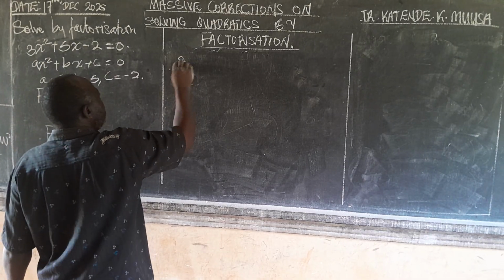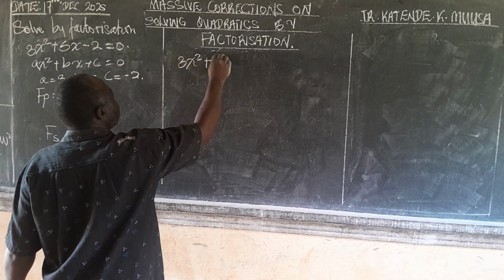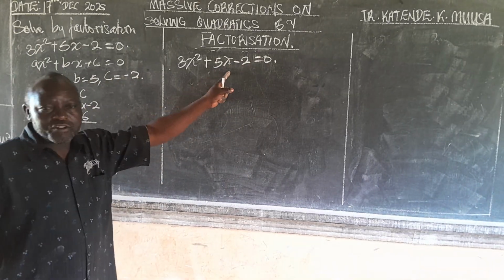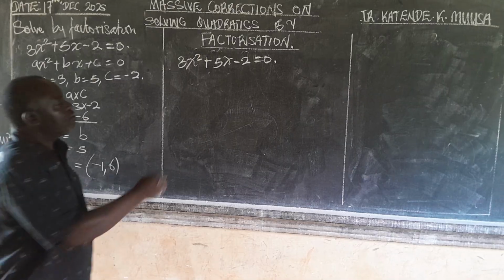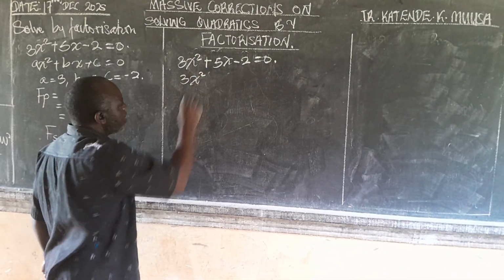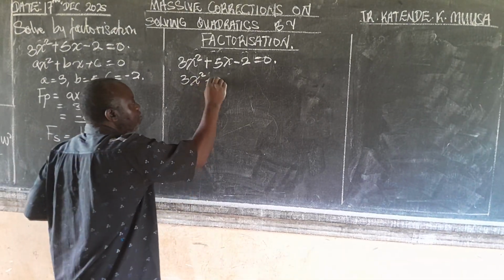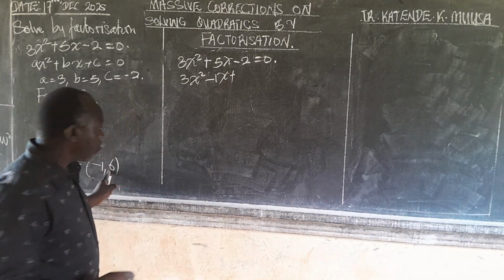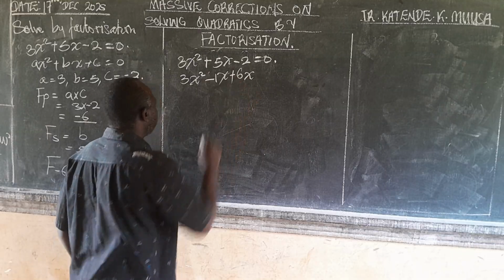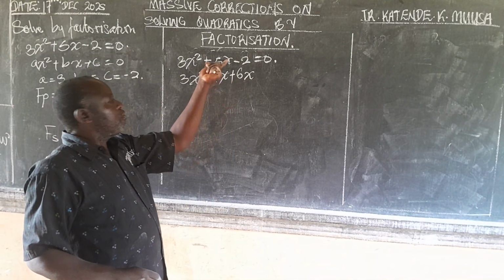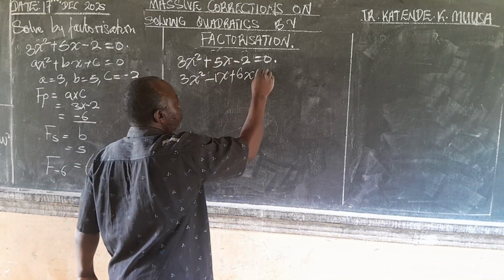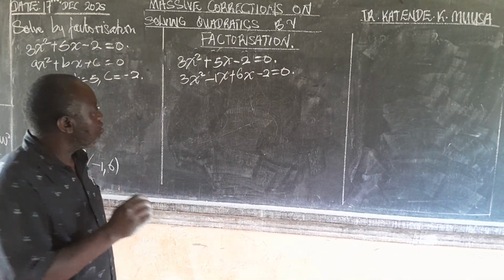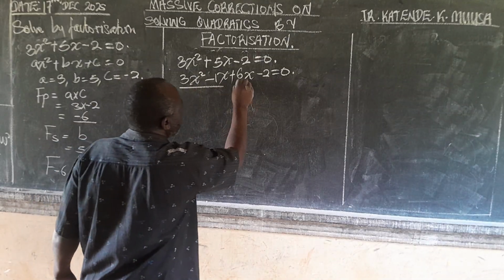So we have 3x squared plus 5x minus 2 equals 0. Instead of having 5x, we are going to use these ones. So we have 3x squared minus 1x plus 6x, and when we simplify this, we go back to the 5x, then minus 2, which gives us 0. Now we are going to group and factorize. We are grouping this and then that.